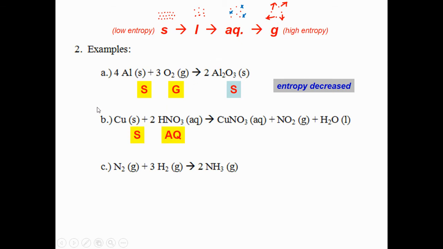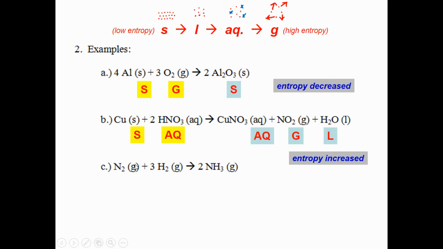In reaction B, we've got solid copper and an aqueous solution of HNO3. And at the end of this reaction, we've got an aqueous solution, a gas, and a liquid. So we started out with a solid and aqueous solution. We end up with an aqueous solution, a gas, and a liquid. So overall, you can see that entropy increased. If we add up the entropy of these things, they have more than what we started with. Or you could just say, okay, the AQ cancels out. You have a solid switching over to a gas and liquid. If the AQ cancels out, the gas and a liquid have more entropy than a solid.